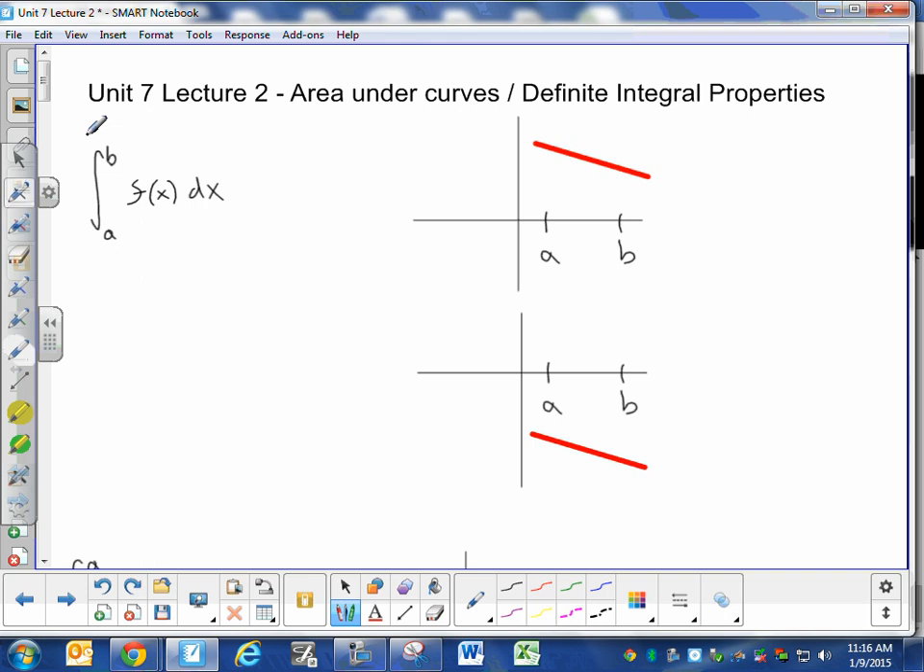So, this notation should start becoming familiar to you. The way we read this is the integral from a to b of f of x dx. And instead of integral, I could write infinite sum, right? Integral or infinite sum.